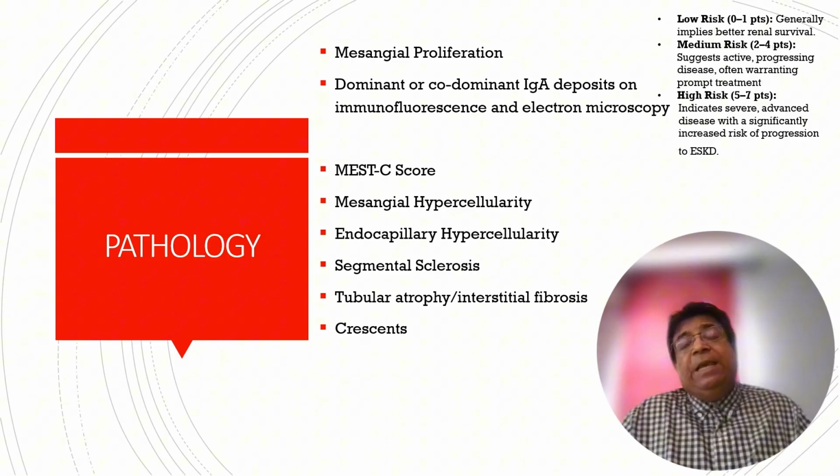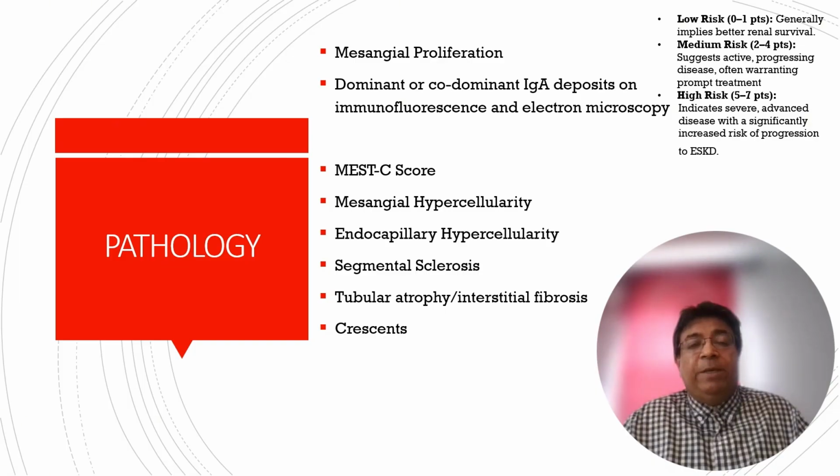So what do we see on kidney biopsy? How do you diagnose IgA nephropathy? Typically, you will see mesangial proliferation, and dominant or co-dominant IgA deposits on immunofluorescence and electron microscopy.